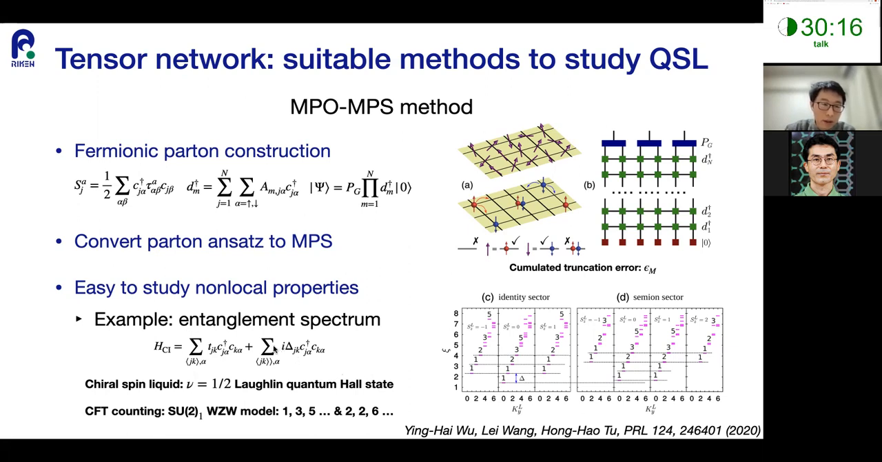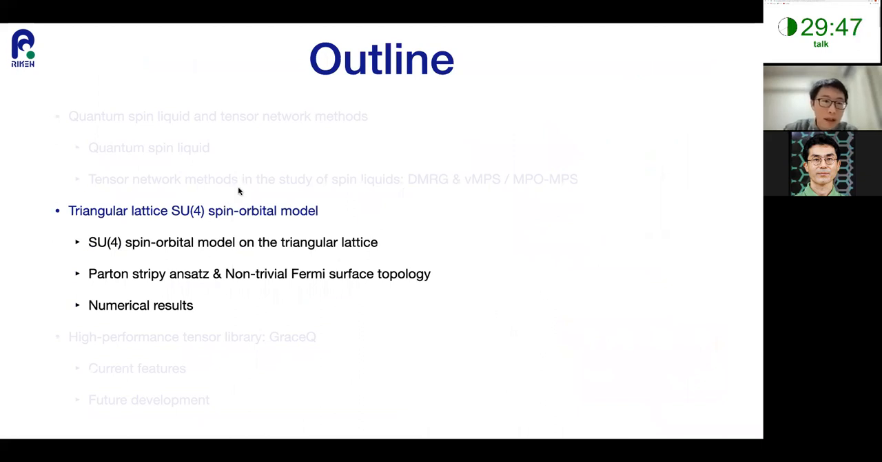So we know that its entanglement spectrum in the ground state will follow this kind of CFT counting. And this figure shows the related entanglement spectrum measured from the MPS representation of the parton ansatz. You can see that nearly perfect counting is shown here. And then, let's go to the second part of my talk.